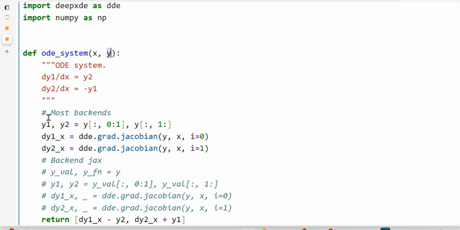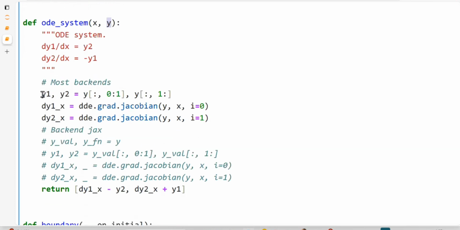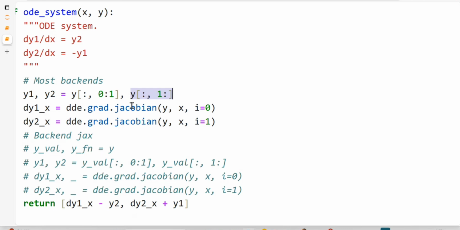There is one input, okay? So y1 can be extracted from this y by using the colon for showing all rows, and it will give you the zero entry, slicing from 0 to 1, so it gives you only y1 from y. Similarly, this y slice is moving from 1 to end, and it will give you the second, y2, from y. And you give this y as an input over here.